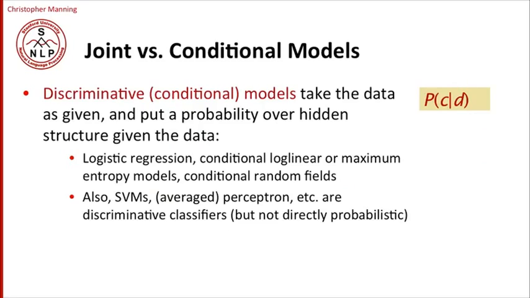In contrast, discriminative or conditional models more directly target the classification decision that we want to make. Formally, they put probability distributions that are conditional, the probability of the class given the data. Discriminative models include logistic regression, or in general the whole area of conditional log linear models, including in particular maximum entropy models and their generalization to sequences, conditional random fields. Many other machine learning methods, such as SVMs, perceptrons or averaged perceptrons, are also discriminative classifiers, but they're not directly probabilistic models.